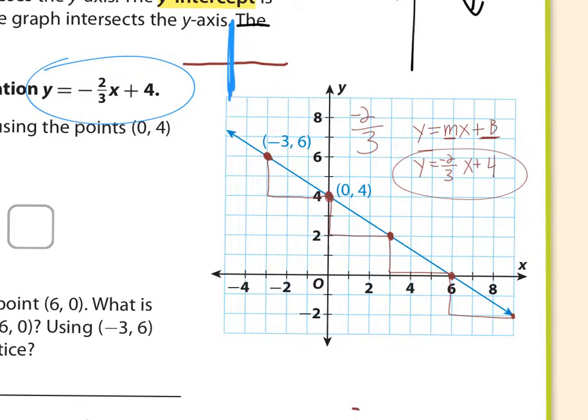Now in order to go from the equation to the table, I know the line's already drawn, but I'm going to walk ourselves through it just in case. The first thing I recognize is my y-intercept is 4.